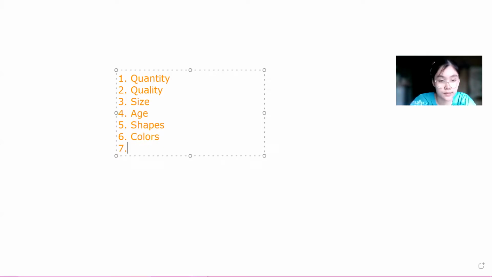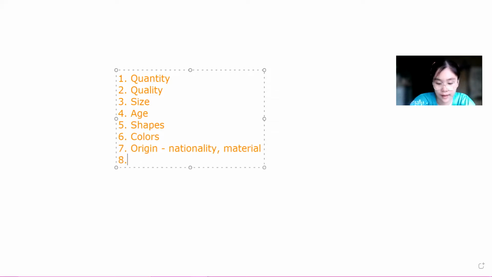And the next one is a bit tricky. We call it the origin. Origin as in the nationality, if it's a person, or maybe the material that it is made of, if it's an object. For example, for a desk, you can say wooden desk or plastic desk. Here, wooden and plastic are the adjectives relating to origin.